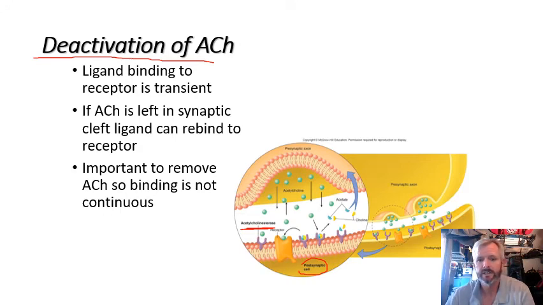And for acetylcholine, we have this acetylcholinesterase enzyme here that will break down acetylcholine, and what we see is the acetate and the choline can be brought back in to be reused to make acetylcholine again at the presynaptic neuron. Okay, so we don't want a continuous signal here. We're going to see other neurotransmitters, there are different ways to do this, but for acetylcholine, we can cleave it by using acetylcholinesterase.